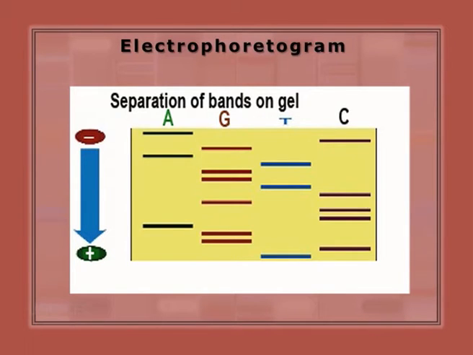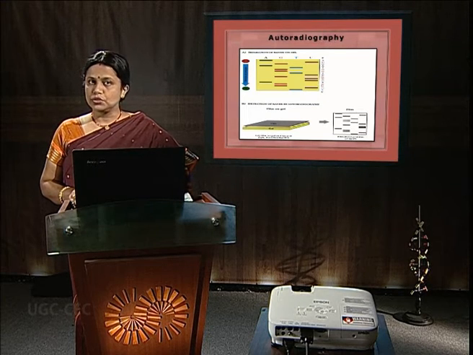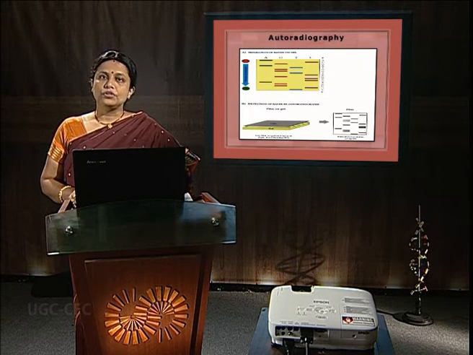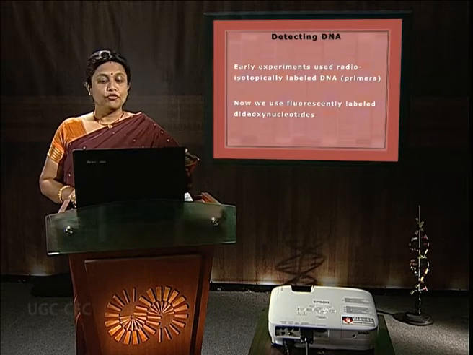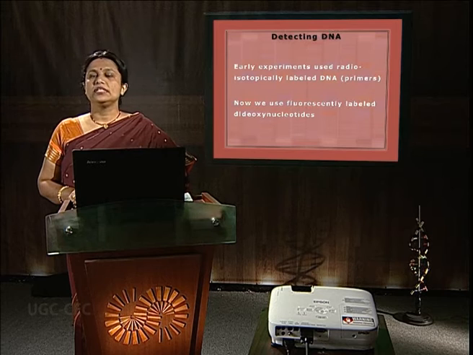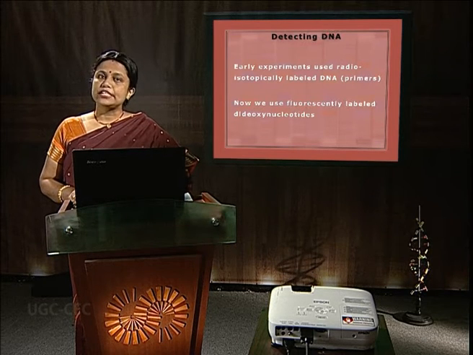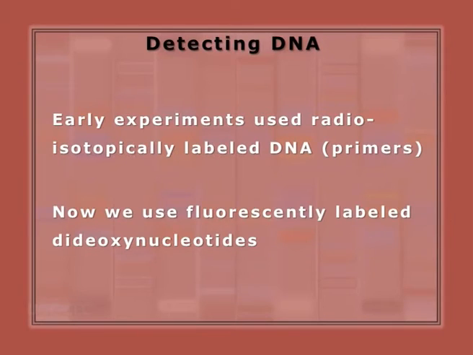And if we start reading the sequence from the bottom to the top, as usual, we can get hold of the DNA sequence. Herein, DNA was visualized by carrying out autoradiography, because the DNA was radiolabeled with gamma P32 ATP. The detection was initially done by radiolabeling of the primer. Nowadays, we use fluorescently labeled dideoxynucleotides. Means instead of the primer, now we are using fluorescently tagged dideoxynucleotides.